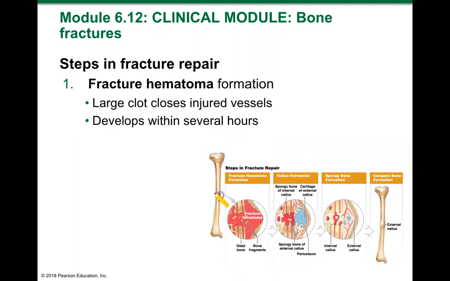Step one, okay, so if you've broken your bone, any bone, you're going to have a hematoma that forms. A hematoma is this area that swells, and you've got all of these red blood cells and white blood cells that are rushing to that area. So that is a large clot, and it closes up the injured vessels, and it develops within several hours after the initial injury.